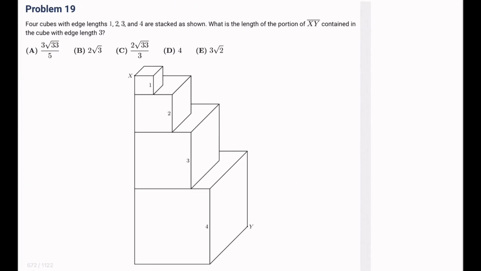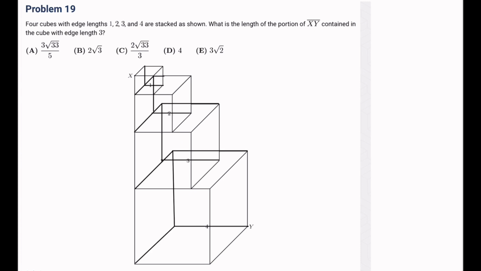Number 19. 4 cubes with edge length 1, 2, 3, and 4 are stacked like that. What is the length of the portion of xy contained in the cube of edge length 3? Okay, so first let me make this list of cubes see-through. Okay, so that's the 4 cubes, and portion xy. So from x to y, that long line would be this line over here, and we can see that a right triangle can be formed with these red lines, right? And so from x to y, right?